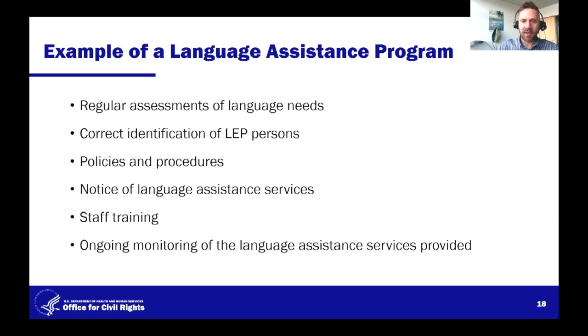So based on the assessment of the number and proportion of LEP individuals, the recipient should determine the types of language assistance services that it will provide to LEP persons and draft policies and procedures on the provision of those services, including standards to ensure their competency and timeliness. After the policy has been developed, it should be implemented by the recipient, including training workforce members. After the recipient has implemented its language access plan, it should continue to reassess its service area periodically to determine if demographic changes in the community necessitate a change in the mix of language services it provides.